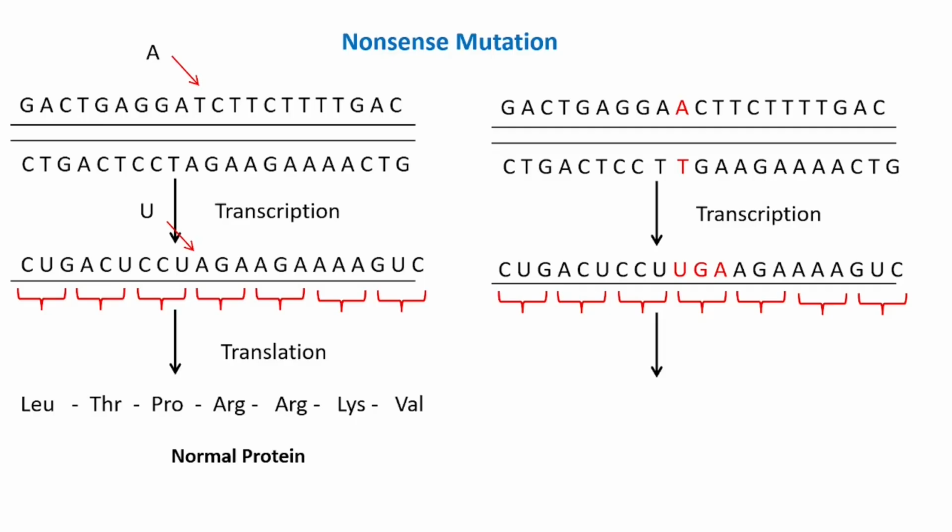This results in the process of translation coming to a halt, leading to the formation of a truncated protein which may or may not be biologically functional. Nonsense mutations early in the mRNA sequence produce a greatly shortened and usually non-functional protein. However, a nonsense mutation late in the mRNA sequence may lead to premature termination, but the protein may still be biologically functional. The next type of mutation is silent mutation.